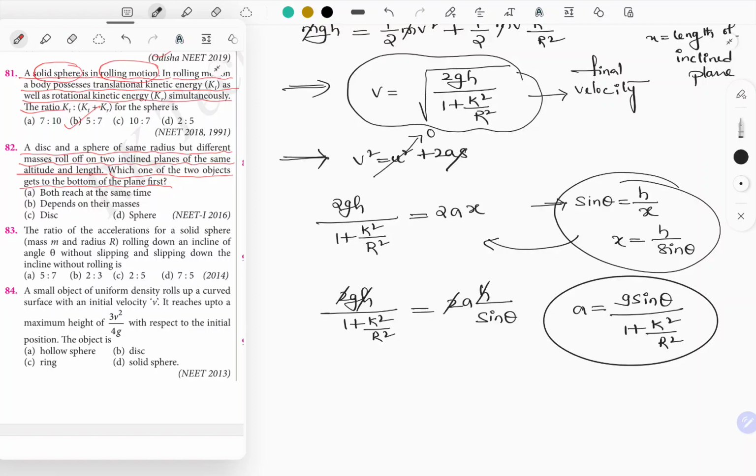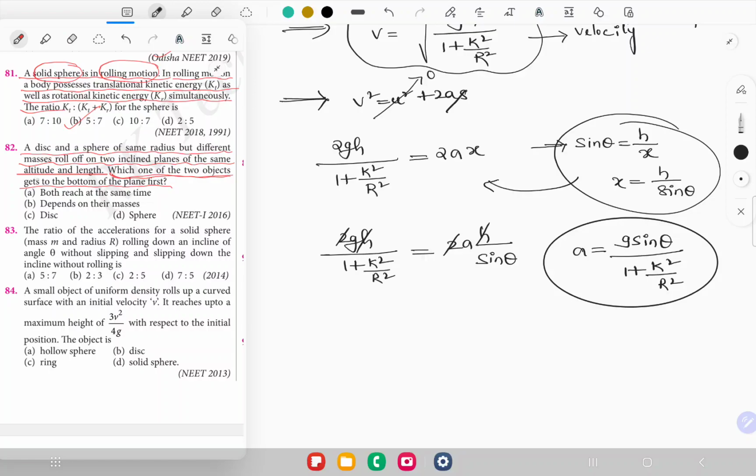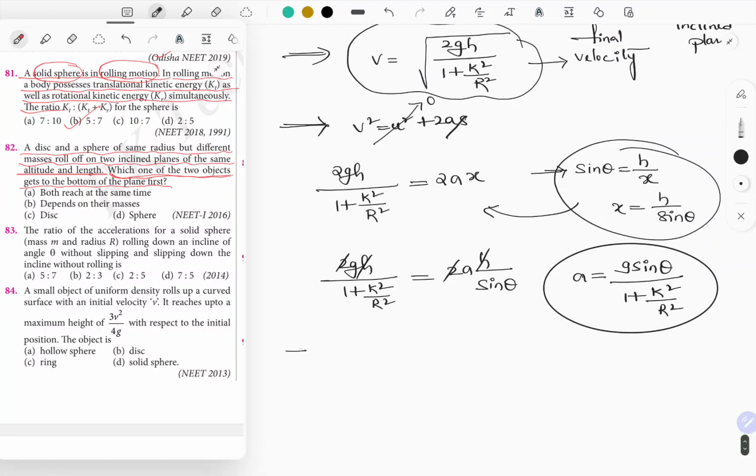In this chapter, as the object is rotating, we are going to take k as also into consideration. Understood? Okay, super. Next, look at question 82. What's the question they're asking? They're asking which one of the two objects gets to the bottom of the plane first. That means I have to find out the time.